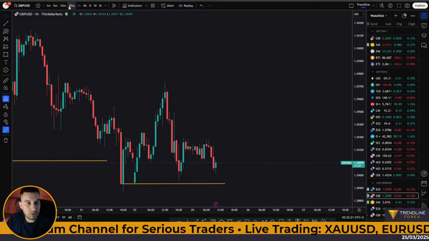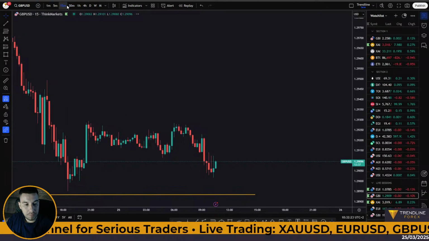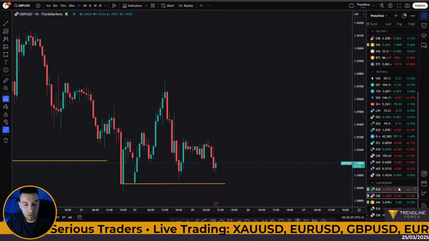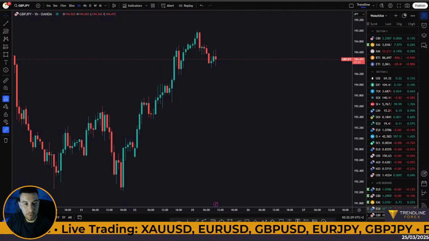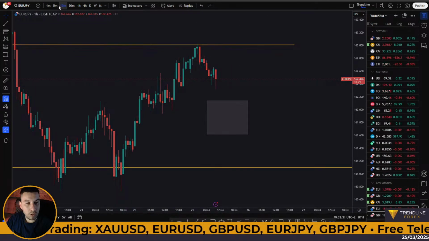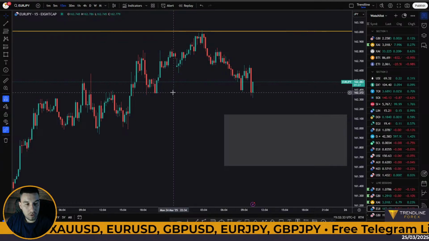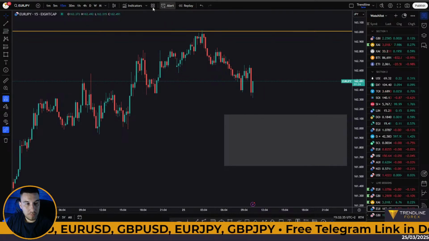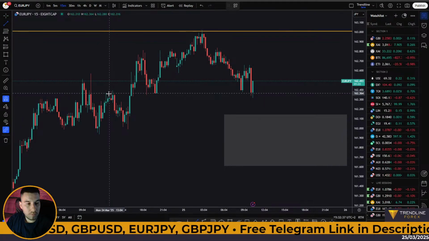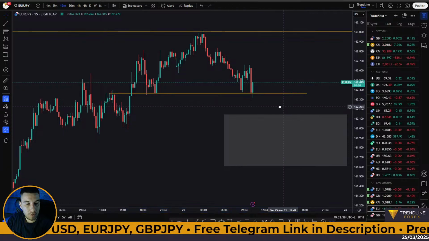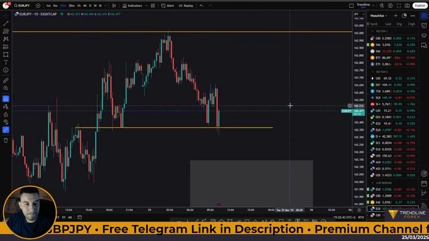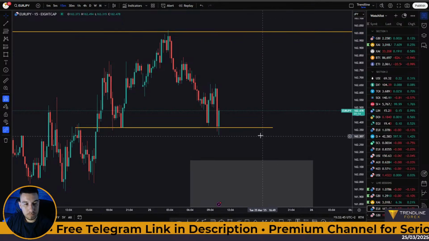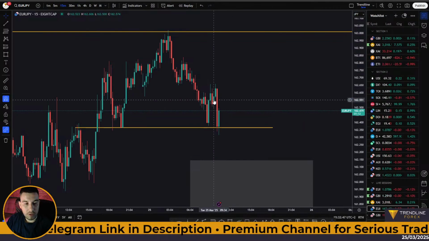Pound dollar doesn't look as good yet. I don't like what I see on pound dollar. But then we have euro yen as well. Really strong momentum before that though.